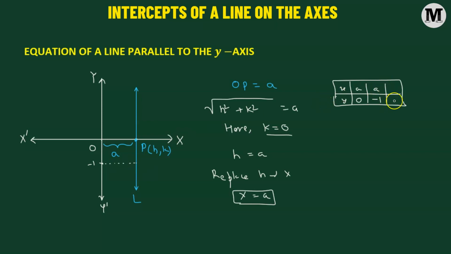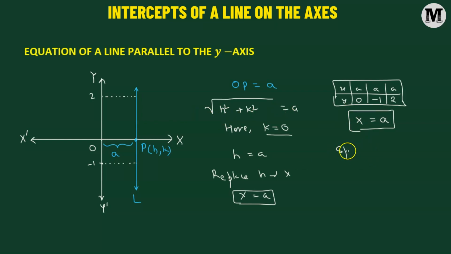And for all positive values of y, let's say y equals 2, we're still going to get x equals a. So this tells us that the equation of that line must be x equals a. So this is how we can find out the equation of a line that's parallel to the y-axis.